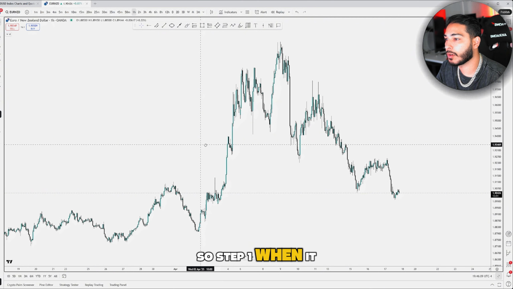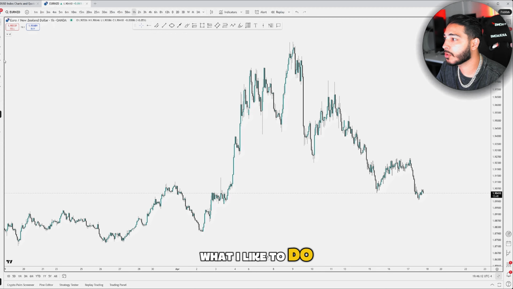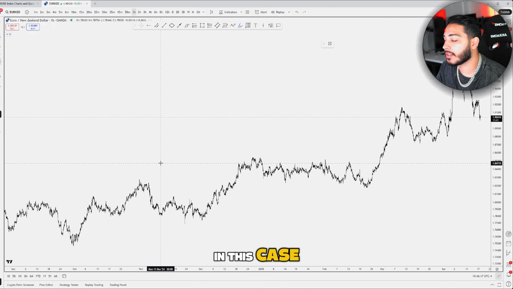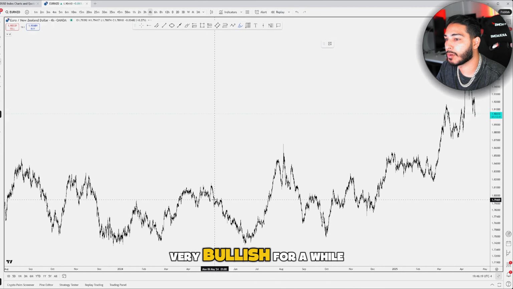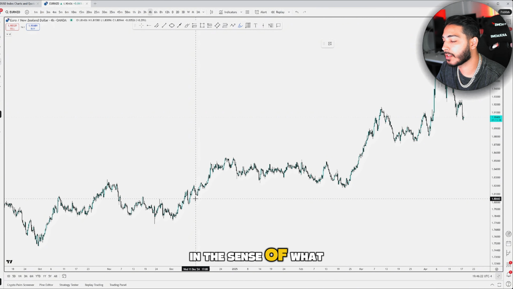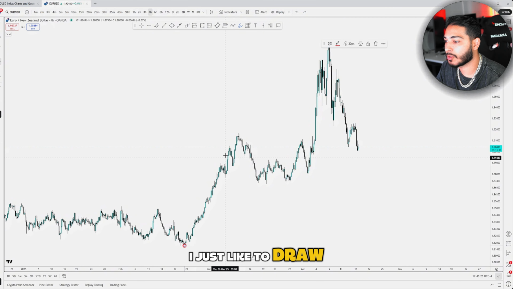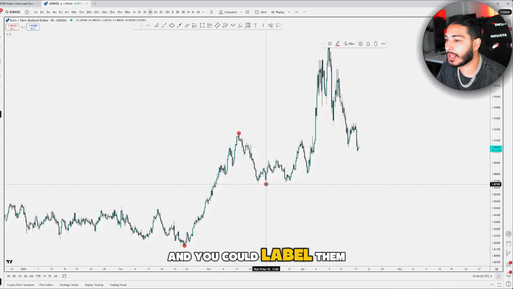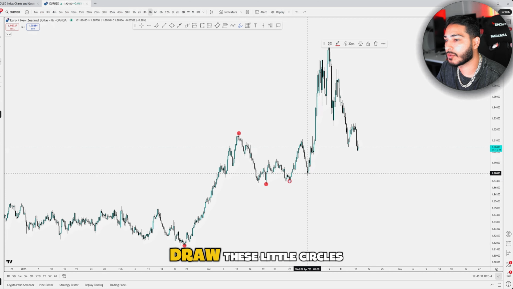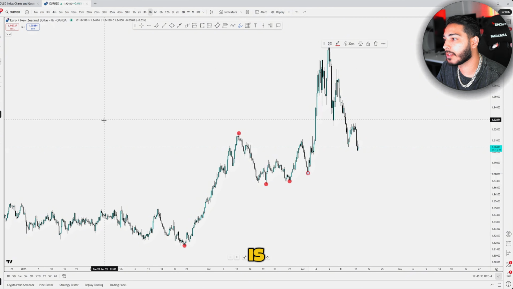So step one, when it comes to structure, what I like to do when I come to the market is identify all my structural points. In this case, Euro NZD has been going very bullish for a while now. How I like to draw my structure points is really simple. I just like to draw little circles on the charts. You could label them, you could do whatever, but I like to just draw these little circles, and all I'm really doing is connecting the dots, right?